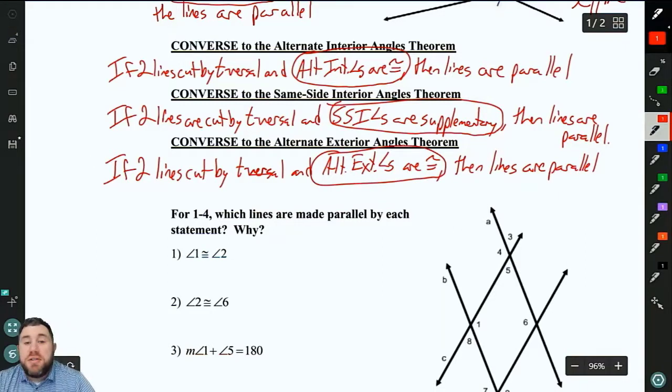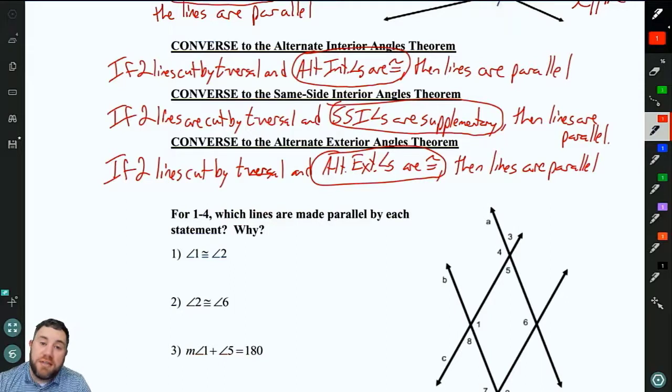Since all of these are converses, like I said before, this is exactly what we did yesterday, but backwards. Yesterday we knew the lines were parallel, and we proved the angles are congruent or supplementary. Now we know the angles are congruent or supplementary, so we can prove the lines are parallel.